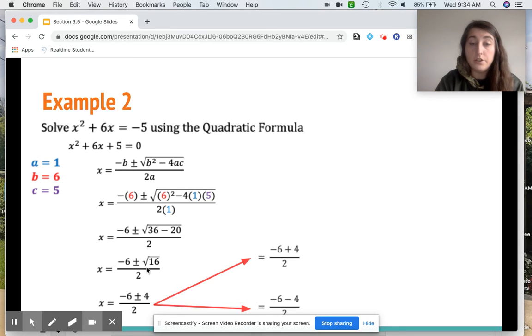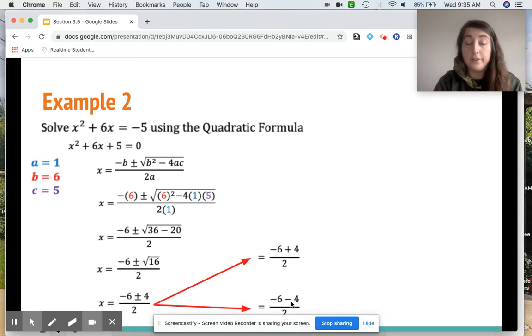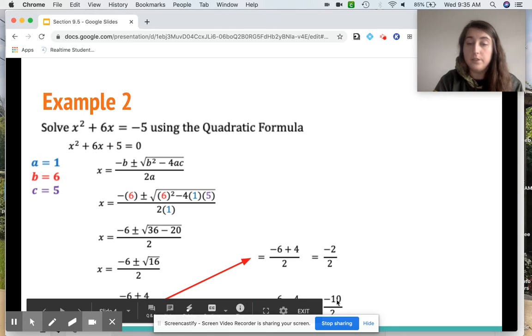Now, split it into two cases, one where you're adding 4 and one where you're subtracting 4. So now you can continue to solve for your two solutions. So negative 6 plus 4 and then negative 6 minus 4. You get negative 2 over 2, negative 10 over 2, divide, you get negative 1 and negative 5. So what are our two solutions? X equals negative 1 or x equals negative 5.